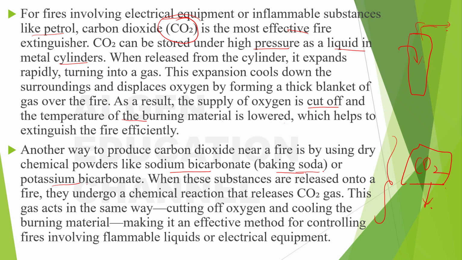Only then you can do two things. What is that? You can cut off the supply of oxygen. O2 means oxygen, right? Oxygen. And the second thing is you can cool the burning material so that it will get to a point lesser than its ignition temperature, right?